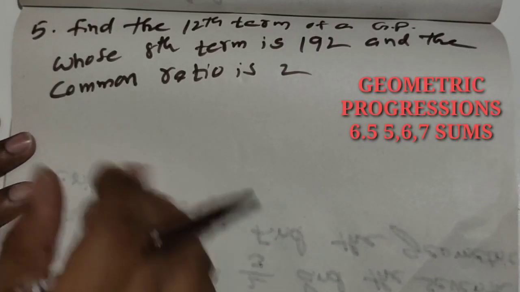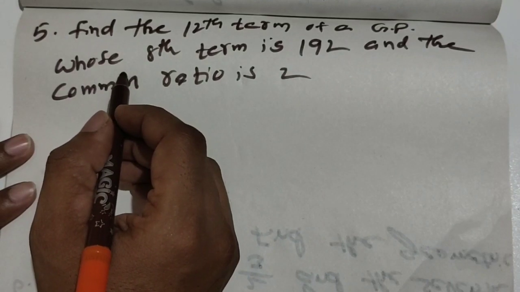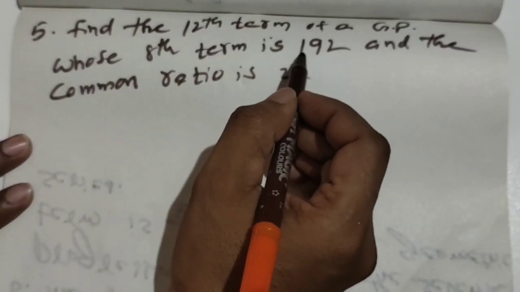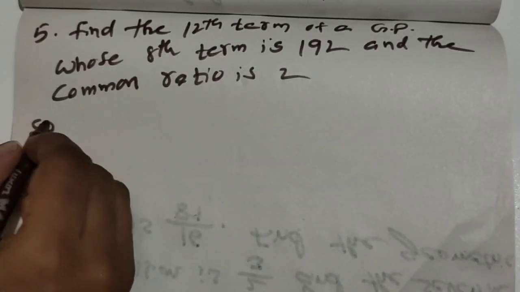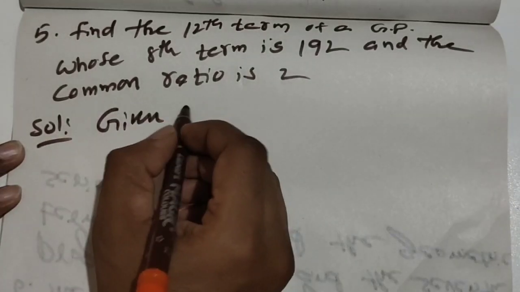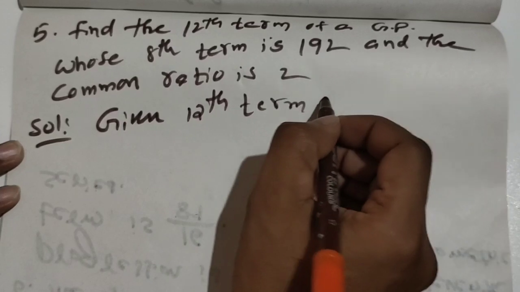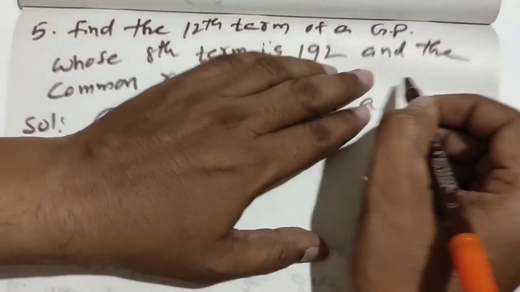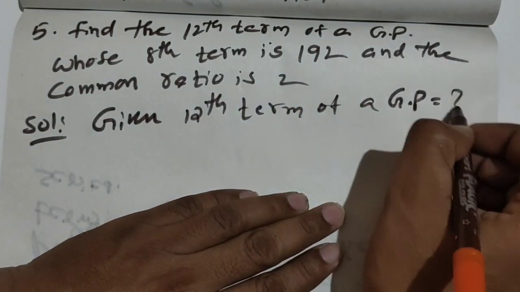Let us see the fifth one. Find the 12th term of a GP whose eighth term is 192 and the common ratio is 2. So here in the solution, we are given the 12th term of a GP. We have to find that.